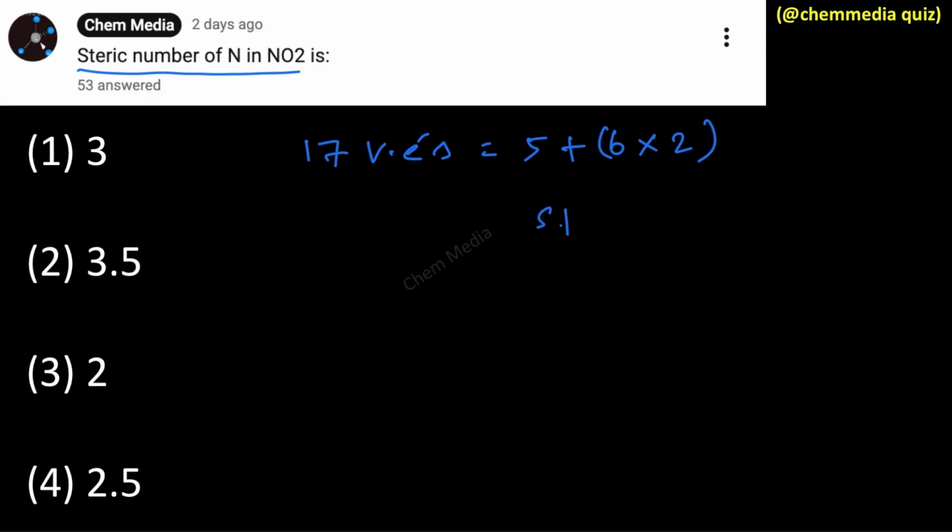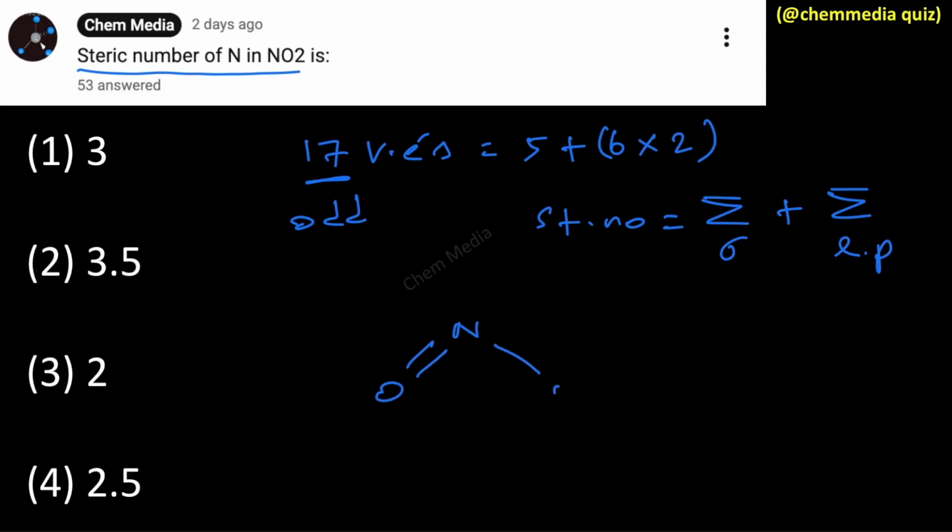We know that steric number is equal to the sum of sigma bonds plus the sum of lone pairs of electrons, but we can't have a lone pair here because we have an odd number of electrons. Therefore, the nitrogen atom will have a single electron. If we write down the best Lewis structure for NO2, then we can put it this way. We have a single valence electron on top of nitrogen.